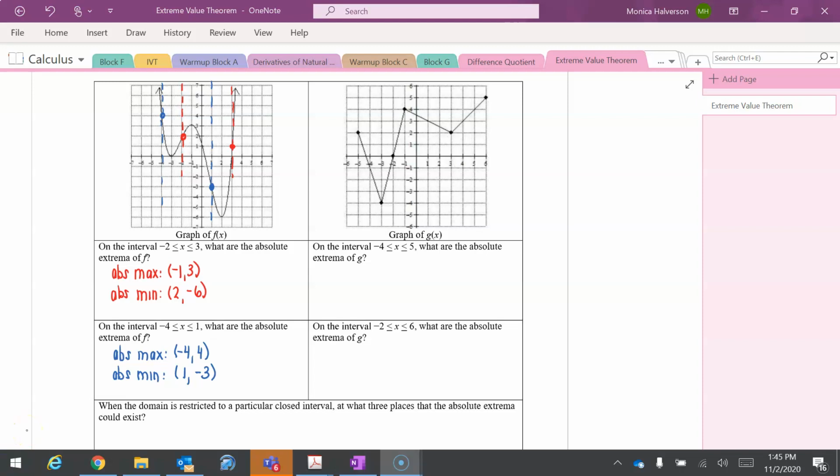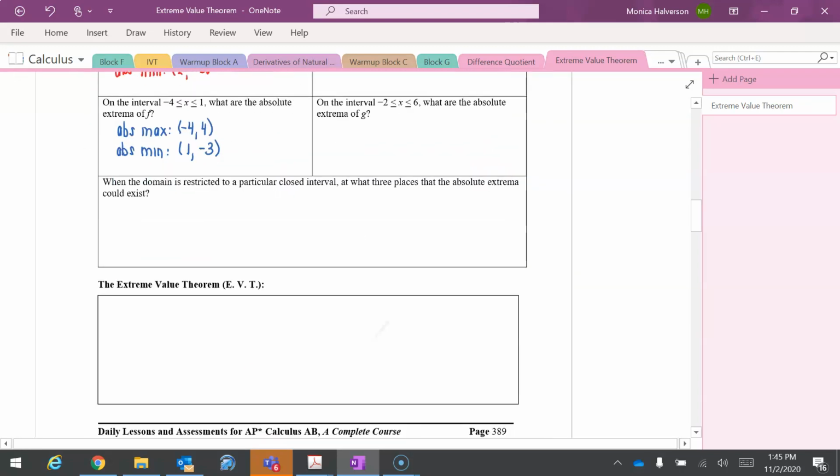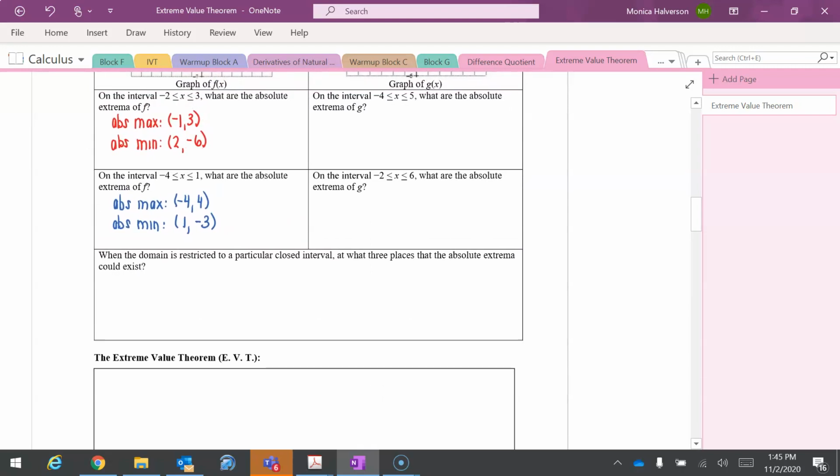So based on what we have seen here, what can we conclude? Well, we can conclude that there are two places that the absolute extrema could exist: at relative extrema, and at endpoints of the interval.